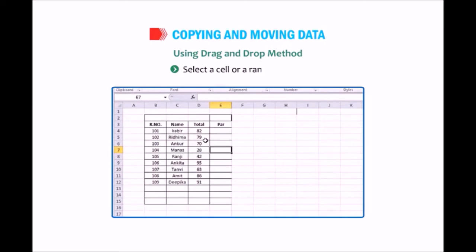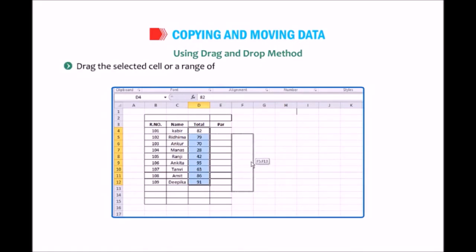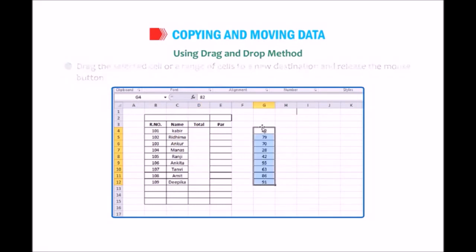Select a cell or a range of cells. Position the mouse pointer at the edge of the selected cells. Notice that the pointer changes from a black cross symbol to a move pointer symbol. Drag the selected cell or range of cells to a new destination and release the mouse button. The data will be moved to a new location.